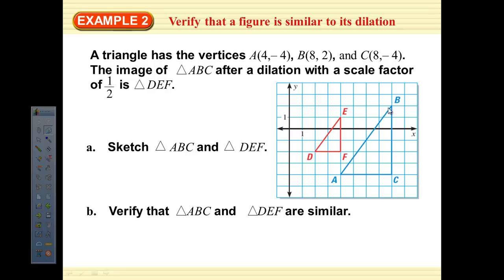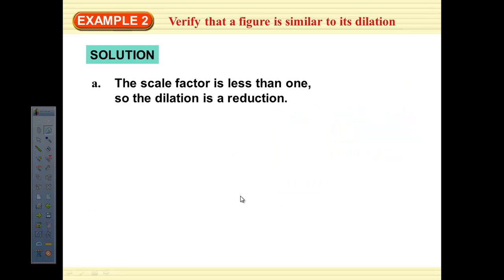If side wouldn't work, then I would use side, because we can count this and we can count this and see that this is 1, 2, 3, 4, 5, 6, and this is 3. So remember, the original goes on the bottom, the new one goes on the top. So this would be 3 over 6, which would be 1/2. And then if we look, it would be 2 over 4, which would also be 1/2. So we know that DF over AC is equal to FE over BC. We know angle F and angle C are congruent, so therefore the two triangles are similar by side. So again, we know it's a reduction because the scale factor is less than 1.